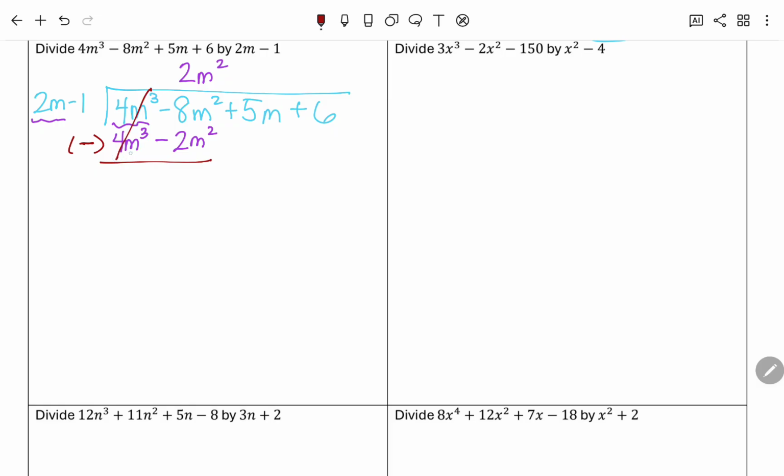That's perfect. That's what I wanted. Now the next thing says negative 8m squared minus a negative. Minus a negative is plus. So really it's like saying negative 8 plus 2. And then I can bring down what remains.